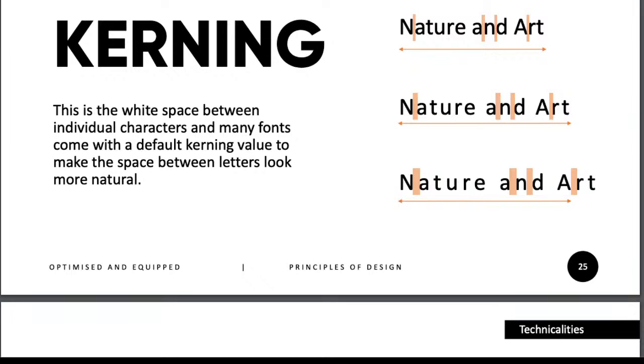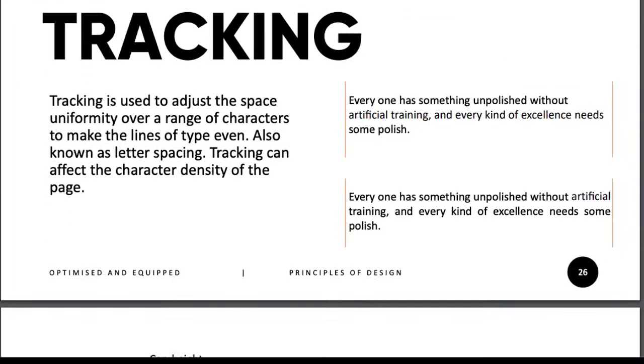Then we are going to be talking about the tracking. Tracking is used to adjust the space uniformity over a range of characters.